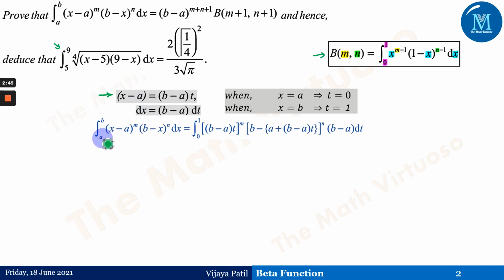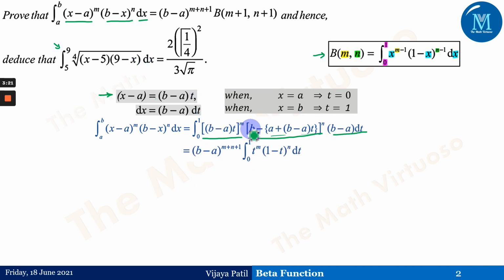Now the integration from a to b is equal to the integration from 0 to 1 of ((b minus a) times t) to the power m into, now for b minus x, we put x equals (a minus b) times t plus a, so b minus x equals (b minus a) times (1 minus t), all to the power n, and then dx is (b minus a) times dt. So if you observe, this is one term, this is another term, and dx is the third one. Respective substitutions we have done here.